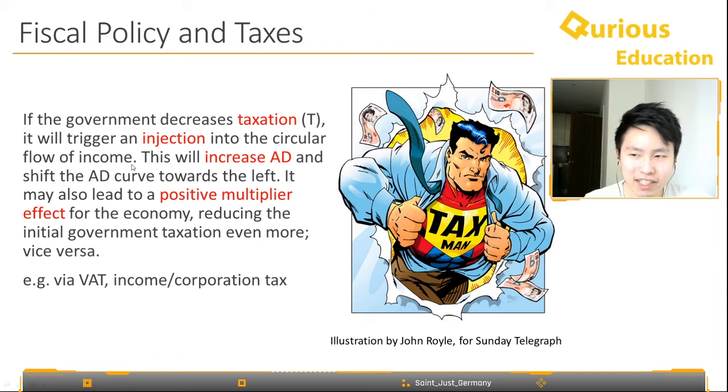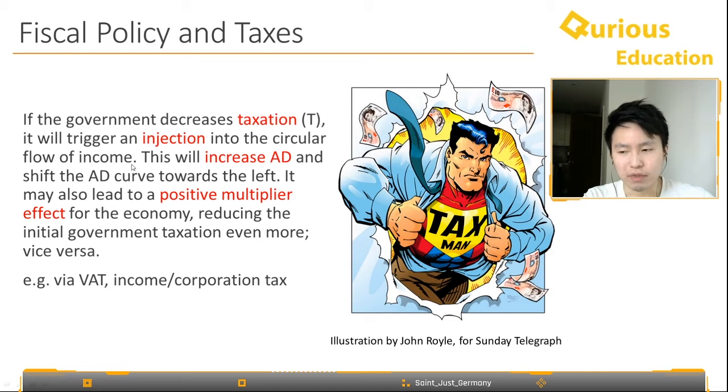Okay, next, fiscal policy and taxes. Like we previously discussed, if the government decreases the taxes, it's going to trigger an injection into the circular flow of income, and it would increase incomes of households, and it would create jobs and therefore promote spending on goods and services, increase demand in the economy, and stimulate the economy.